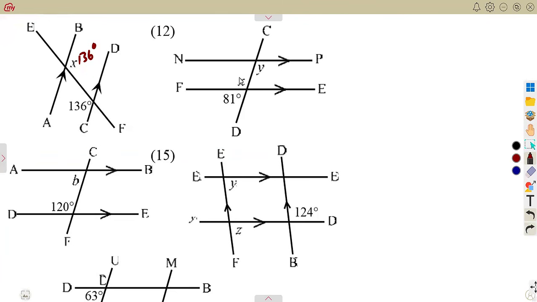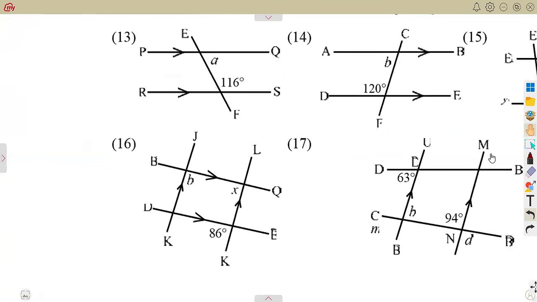Okay, what about this part? We had a similar question. X and 81 degrees are on a straight line. So meaning to say we're simply going to subtract the 81 degrees from 180 degrees to obtain the value of X. That's 180 minus 81, which is 99 degrees. So if this X is equal to 99 degrees, Y also is going to be 99. Look, we are forming a Z there. So those are alternate angles again. So Y was going to be 99 degrees.